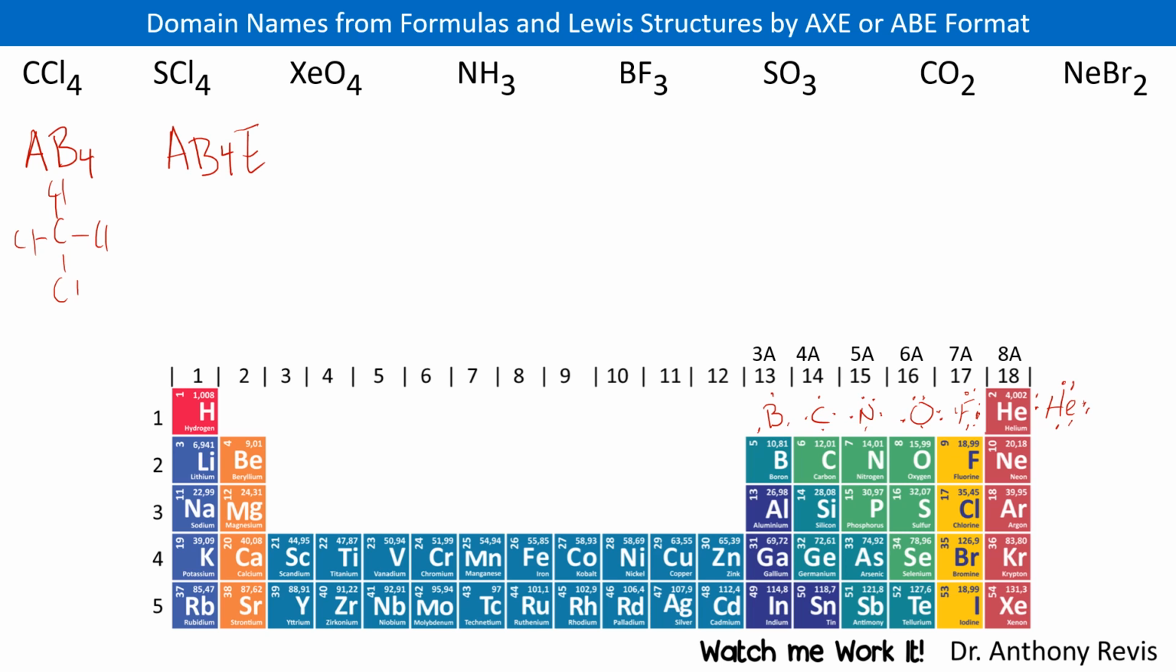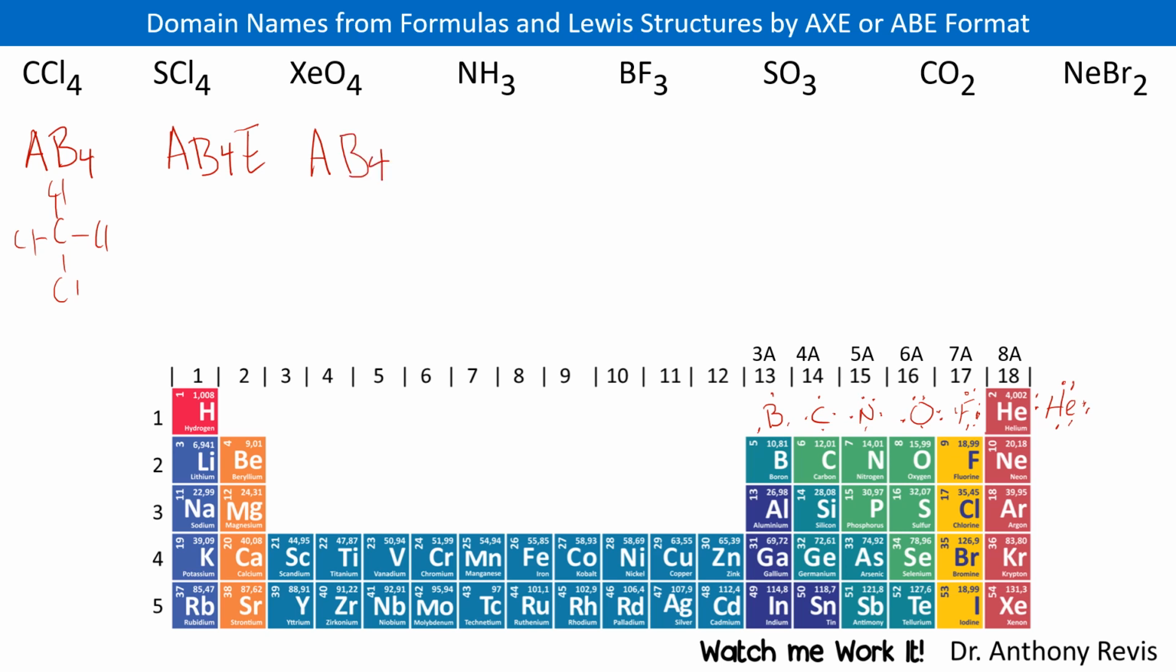Let's do XeO4. Xe, that means you have A. You simply write A. You don't care how many letters are associated with it. A is a central atom. And if we look at xenon here, we see it's going to have 8 electrons. And since we have oxygen, that's going to be B4, by the way. Let me write that.